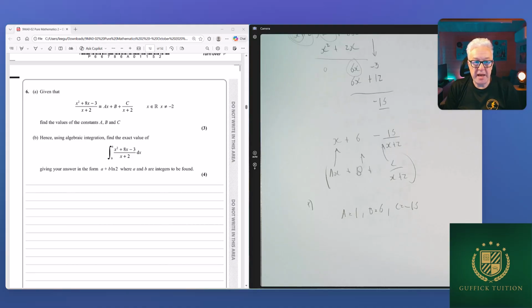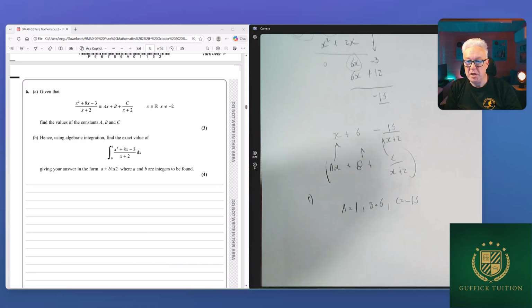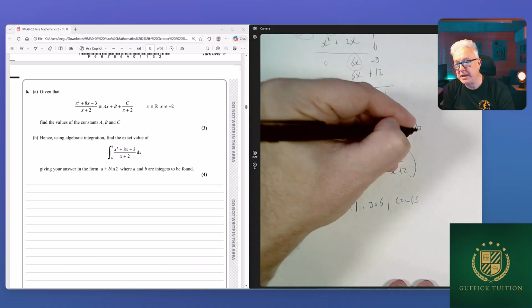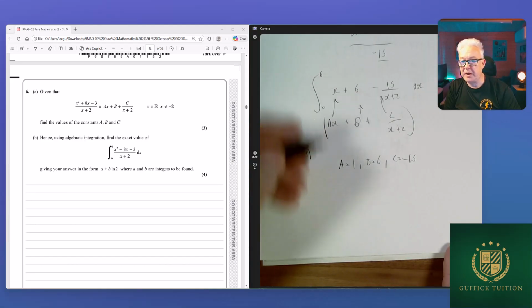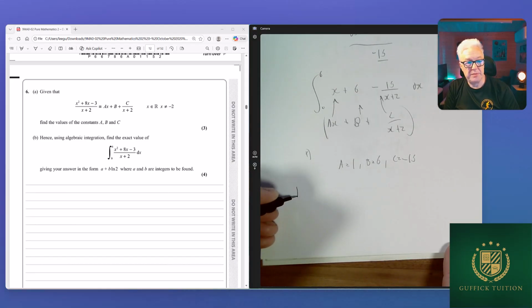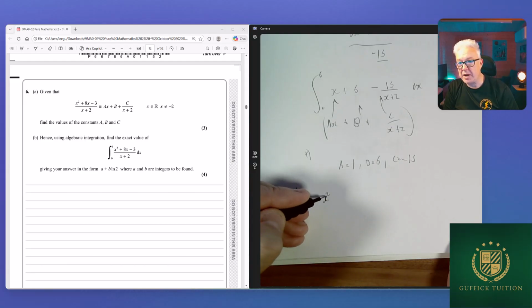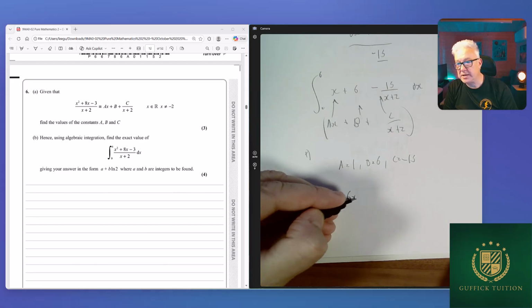So part B, it says, hence, using algebraic integration, find the exact value of the integral between 0 and 6 of that function. So in other words, we've got to integrate this function between 0 and 6 dx. So let's do that. Okay, so here we go. This is part B now. So x is going to go to x squared over 2, raise the power by 1, divide by the new power. 6 is going to go to 6x.